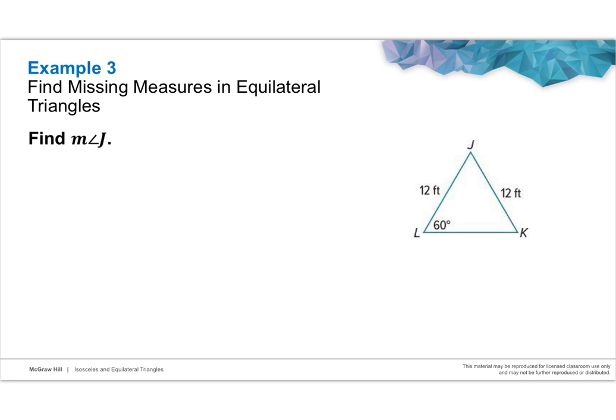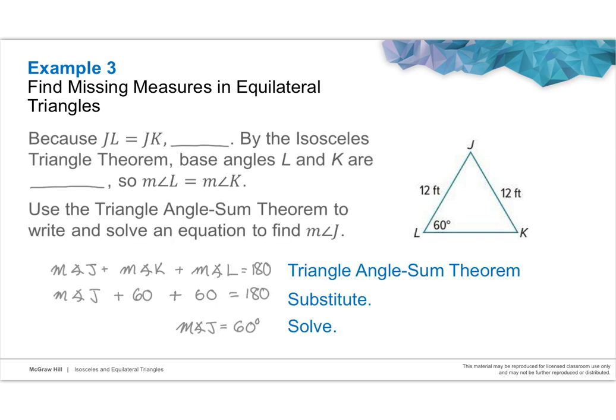So using these corollaries here in example 3, we're asked to find the measure of angle J, which notice is the vertex angle of what we have so far being an isosceles triangle. So our measures are the same, 12 feet on either side, and so that means those sides are congruent. Once we've established it, if you want, you can add those tick marks. So by the isosceles triangle theorem, both of the base angles, L and K, are also going to be congruent. So that puts us at 60 degrees in the corner there.